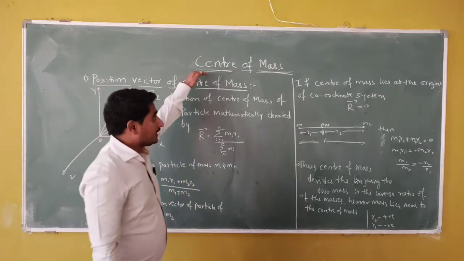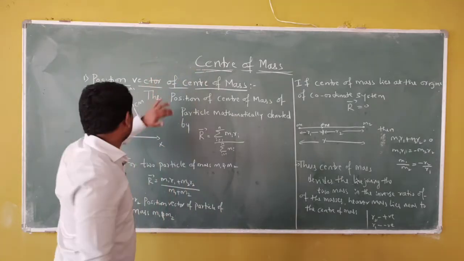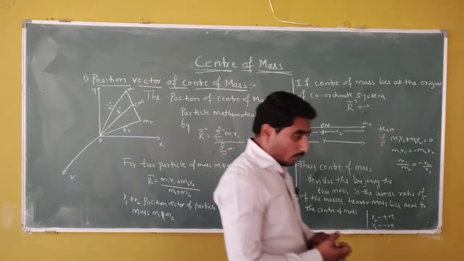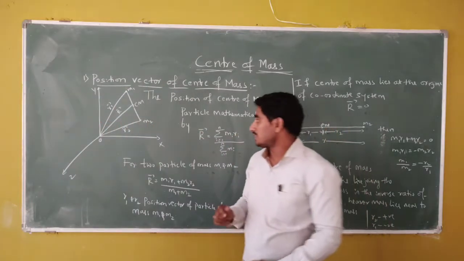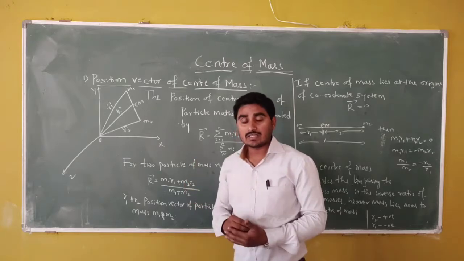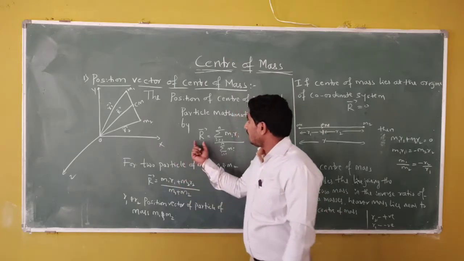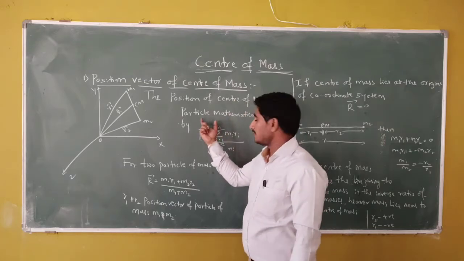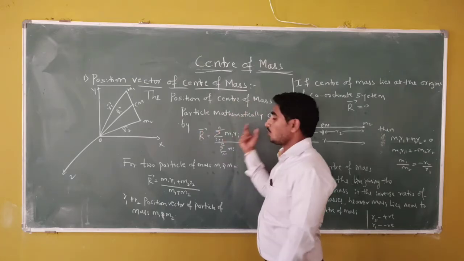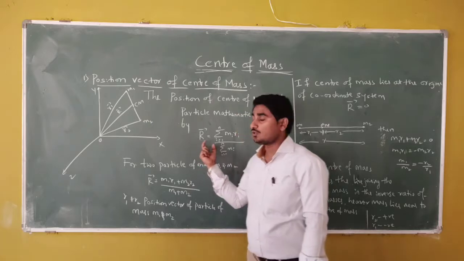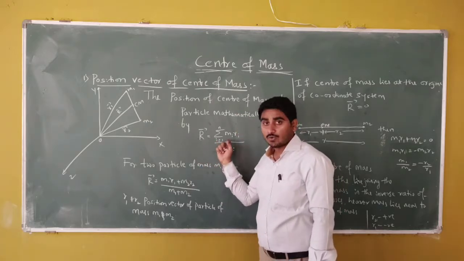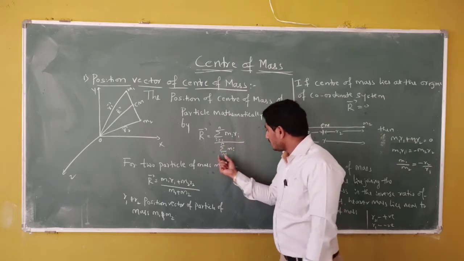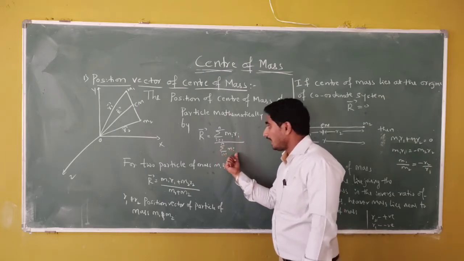In that center of mass, today we are going to discuss the position vector of center of mass. In the last class I already derived the position vector of the center of mass of a system of particles. Mathematically it is denoted by r equal to summation over i from 1 to n of m_i r_i, divided by summation over i from 1 to n of m_i.